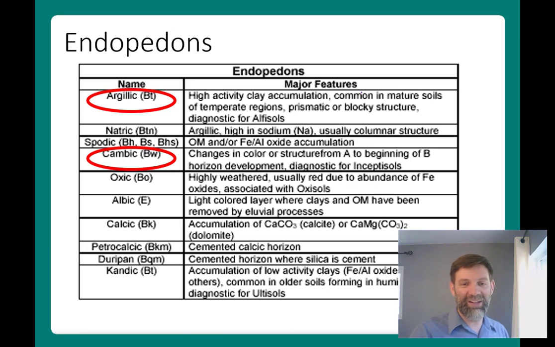Calcic has calcium carbonates. Petrocalcic is cemented by carbonates. Duripans are cemented by silica. Not a lot of fun to dig through if you ever run into one. They're not uncommon in the Central Valley. So if you're from that part of the state and tried planting a tree and hit what felt like a rock but looked like soil, you may have met a duripan. Candic is an accumulation of highly weathered clays. So we've got a variety of things, and this is just a smattering.